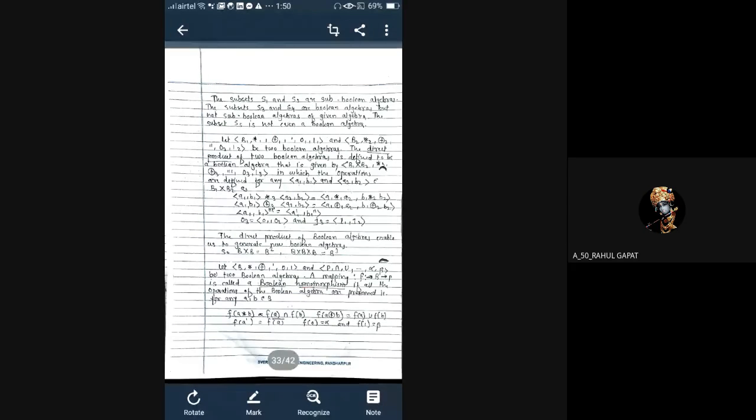Check here. Two Boolean algebras are given. The first one is B1, star 1, XOR 1, complement 1, 0 1, 1 1. Why have we written 1 for each and every element? To represent that this is an element from the first Boolean algebra. Up till now it is fine.